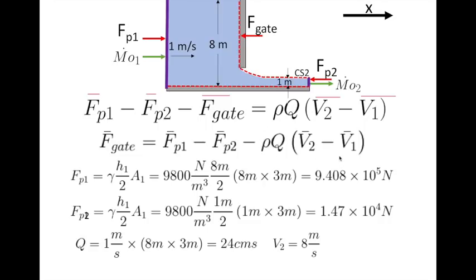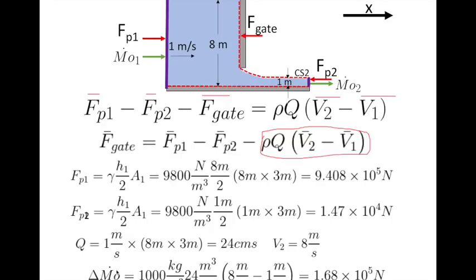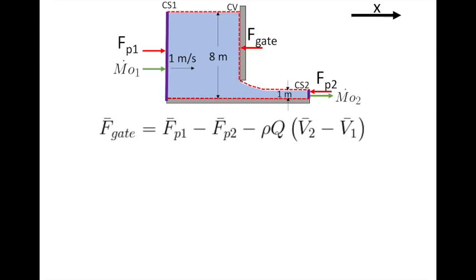As I indicated earlier, this combination right here is our change in momentum flow rate, delta m-dot v. So this delta mo dot is equal to this term, which is 1,000 kilograms per meter cubed, my density, times my flow rate, times the change in my velocity. And for that term, I came up with 1.68 times 10 to the 5th newtons. So I've got all my terms.